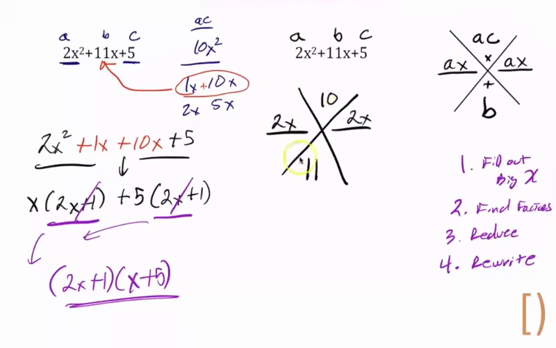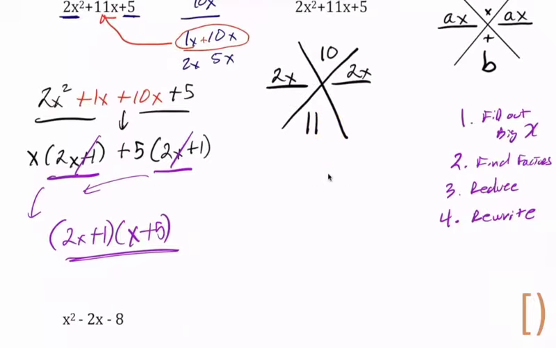I filled out the big X for now. Now I got to find the factors. So I want to fill out this portion of it. Again, this is the part that never changes. No matter which way you factor, you always have to do this portion of it. You always have to find the things that multiply to get AC, but add to get B, right? The numbers that multiply to get 10, but add to get 11. We did them over there, but let's do it over here.